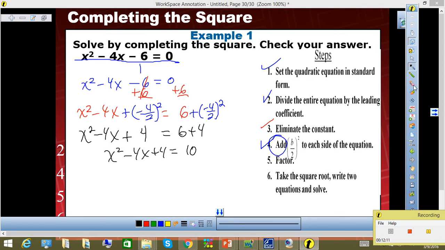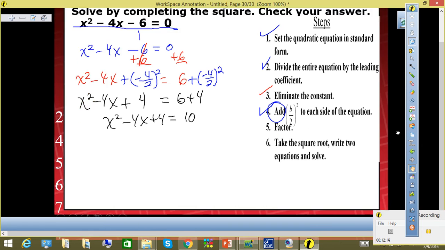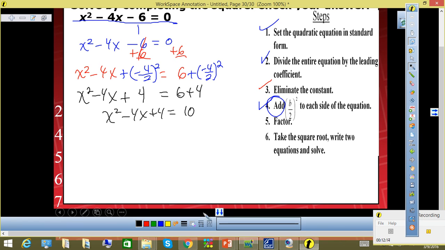Step 5. We're in step 5. For step 5, it says factor. Pay attention to this part. Factor. If I was to look at this only, we already know how to factor this, right? GCF, power rating, and so on.